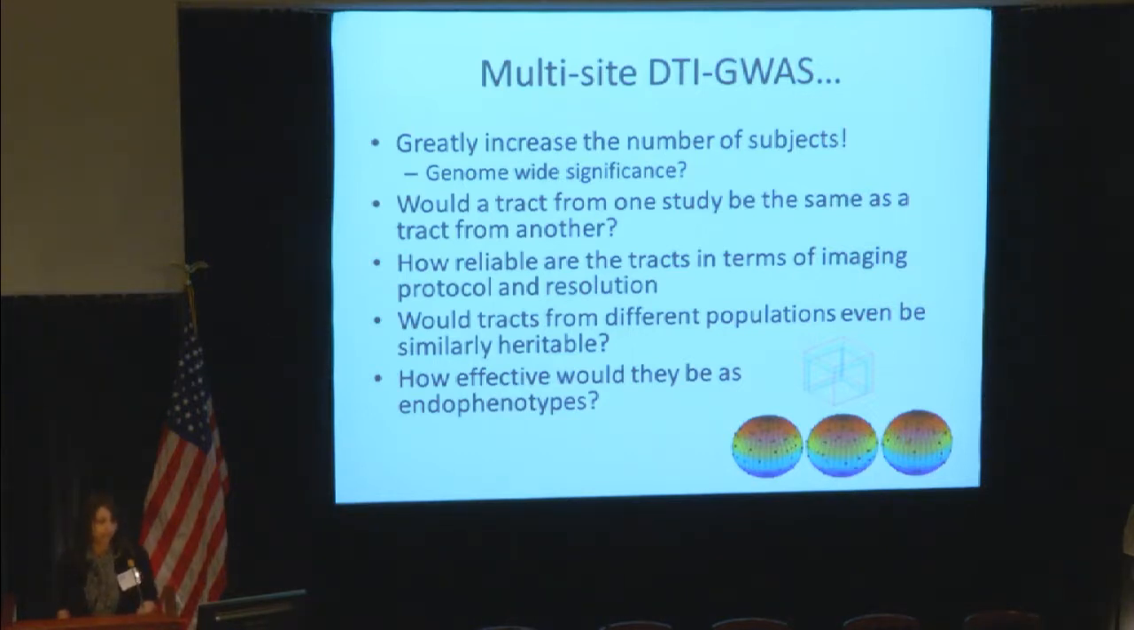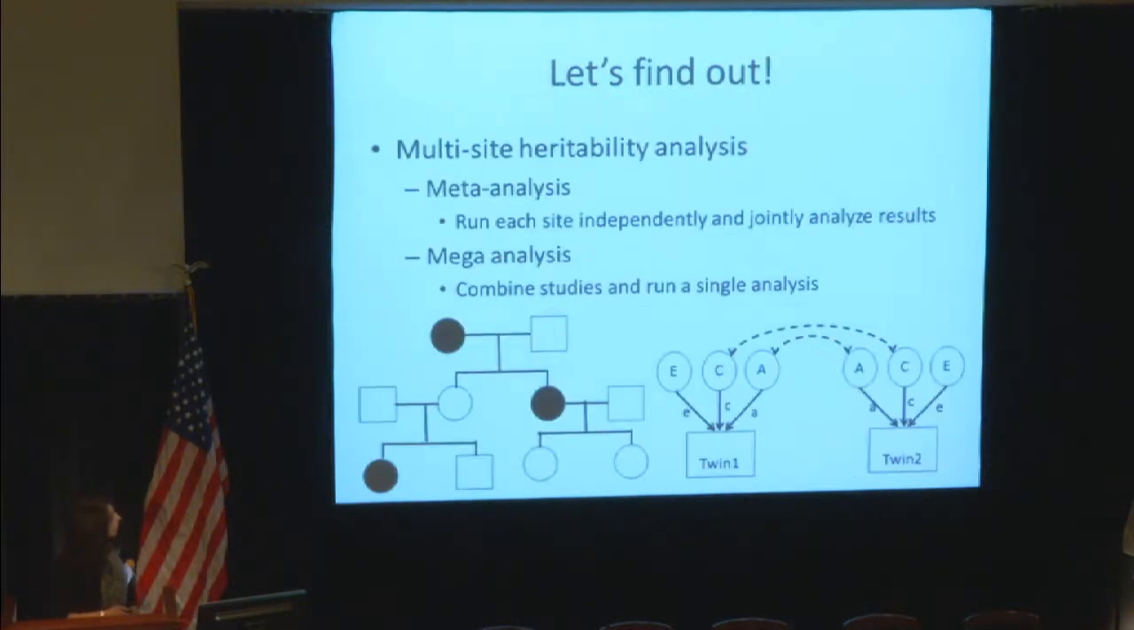And how reliable are tracts in terms of protocols and imaging resolution, and in different populations? Would we have the same FA measure in different populations of children and adults? Does that mean the same thing? And we still need to know how effective they would actually be as endophenotypes. So let's find out.